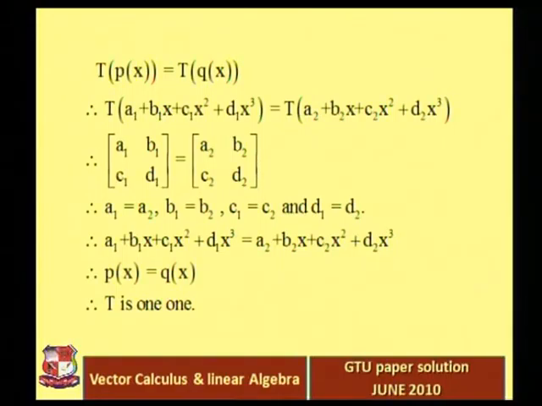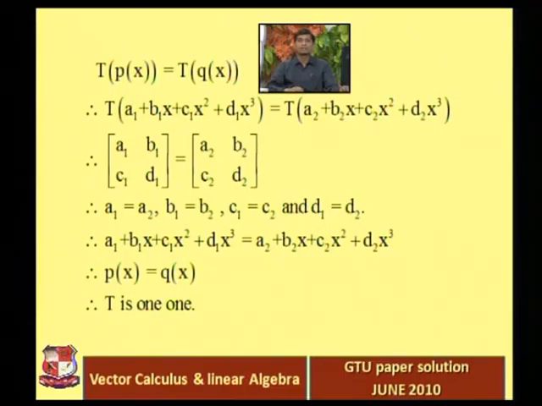So T of Px, which is A1 plus B1x plus C1x square plus D1x cube, is equal to T of Qx, which is A2 plus B2x plus C2x square plus D2x cube. Now using our mapping, we know that T of A plus Bx plus Cx square plus Dx cube is equal to the matrix A, B, C, D. So T of A1 plus B1x plus C1x square plus D1x cube can be written as the 2 cross 2 matrix A1 B1 C1 D1, that is equal to T of A2 plus B2x plus C2x square plus D2x cube, which can be written as A2 B2 C2 D2.